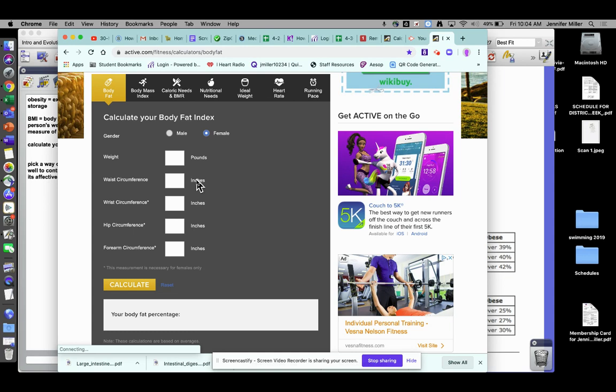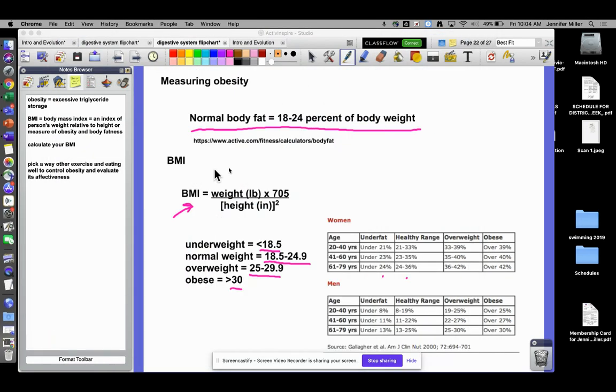And it should give you your percentage of body fat. All right. So you can then go back to this page and look at, am I between these numbers, 18 and 24%. Okay. All right, so that basically finishes up the digestive system and the information that you need to know about the digestive system.